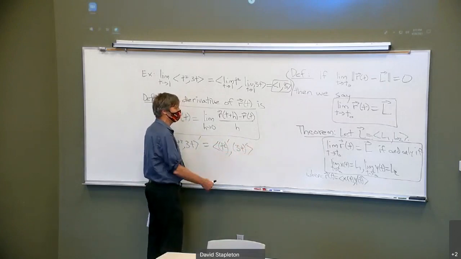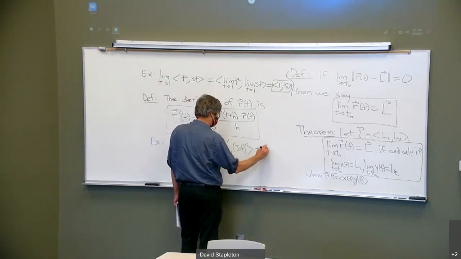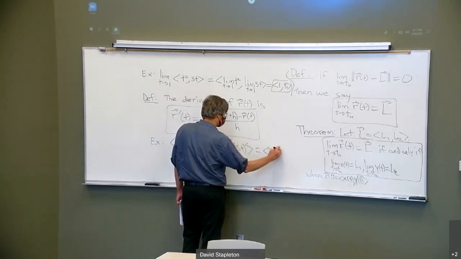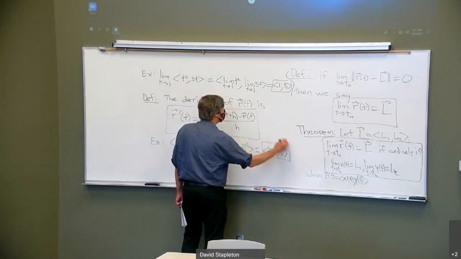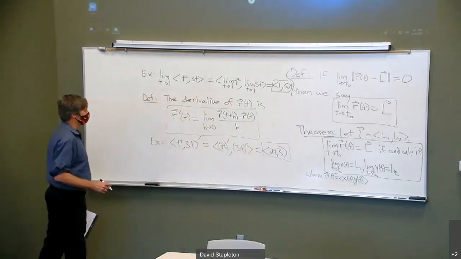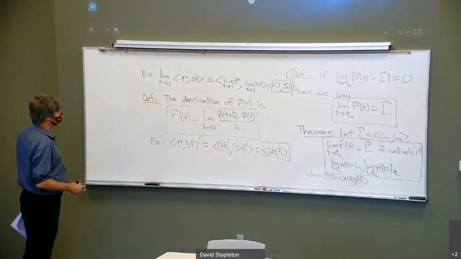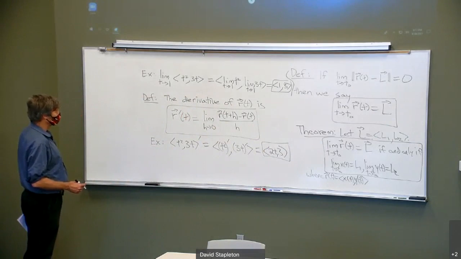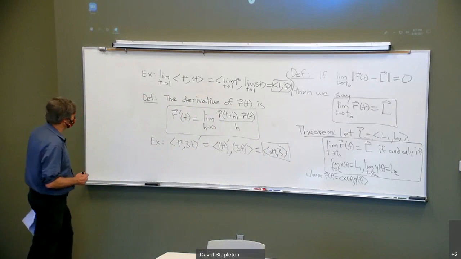What could be easier than that? Just do calculus 1 twice instead of once, right? We already have 2 components. So it's 2t, 3, nothing harder than that, at each value of t. However, this has a very important interpretation.